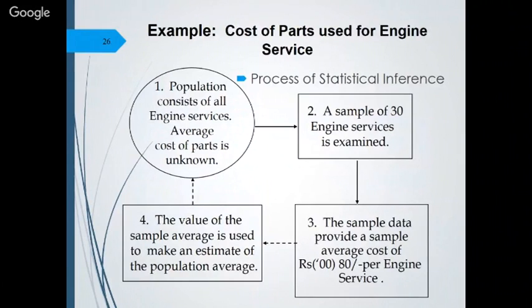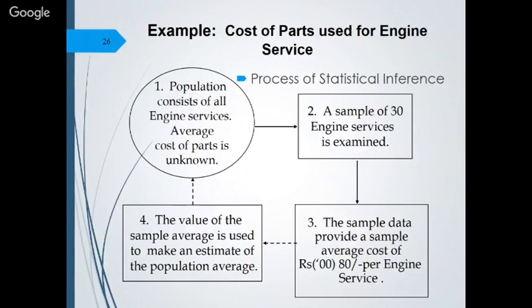The process of statistical inference indicates that, first, the example is the same: cost of parts used in engine services. The population consists of all the engine services. The average cost of parts is unknown. So in that case, the entire population is taken, that is all the engine services, and the cost of parts is unknown for us or for the company.